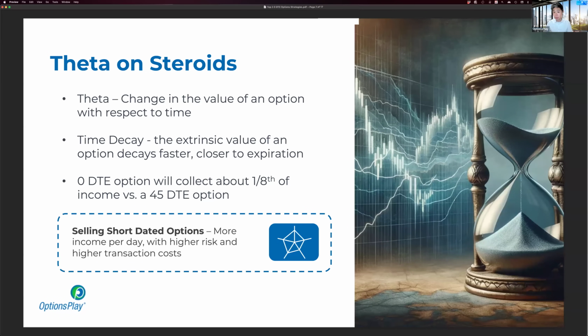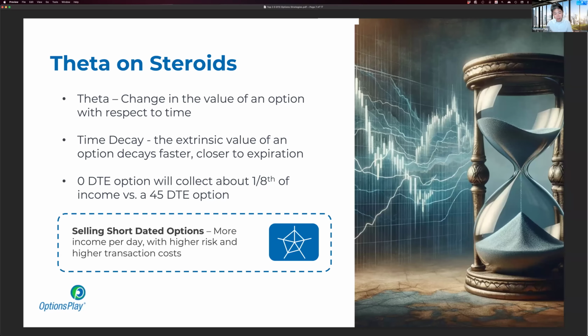You actually get the fastest erosion in the final 2.5 hours within the intraday. If you think about the extrinsic value of an option, almost half of it erodes in the last 2 hours of trading. So if you sold an option at the open, you would expect about half of the extrinsic value to erode in the first roughly 4.5 hours of trading, and the other half in the final 2 hours. So you really get this acceleration on steroids.